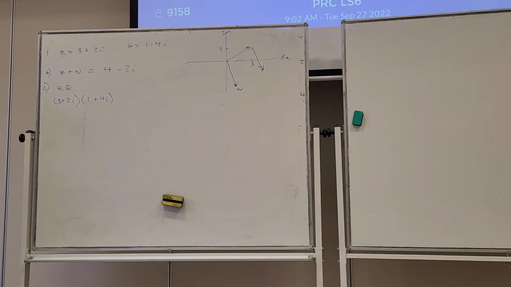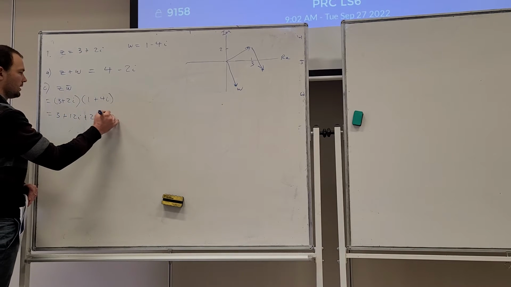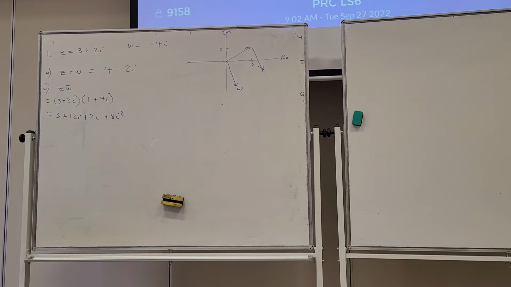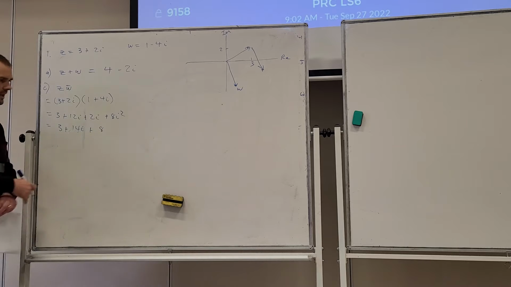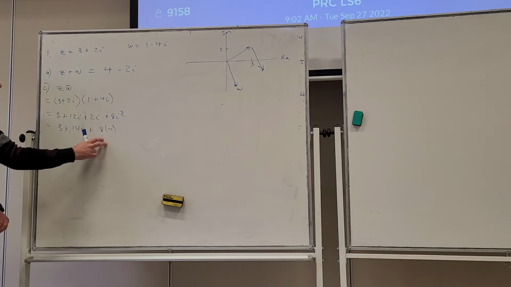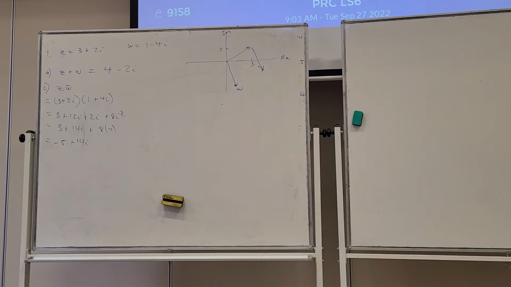And then we'll just FOIL that one. We're going to have 3 plus 12i plus 2i plus 8i squared. So that's 3 plus 14i plus i squared is minus 1. Alright, so it's 8 times minus 1, minus 8. So we're going to get minus 5 plus 14i. Alright, and we could sketch that one on the argand plane as well, but I think we're okay with this.